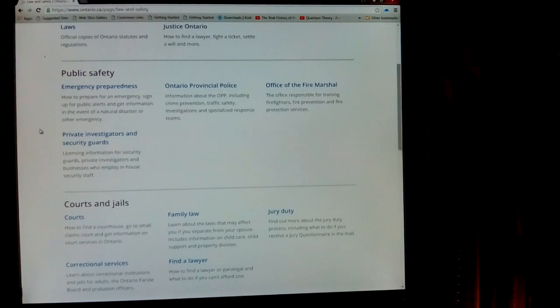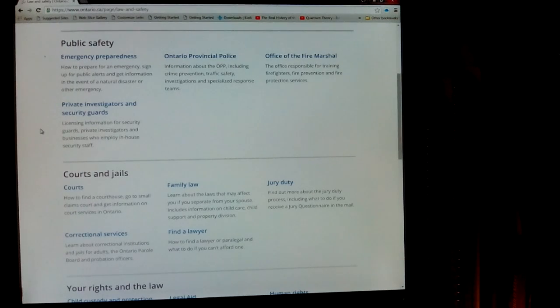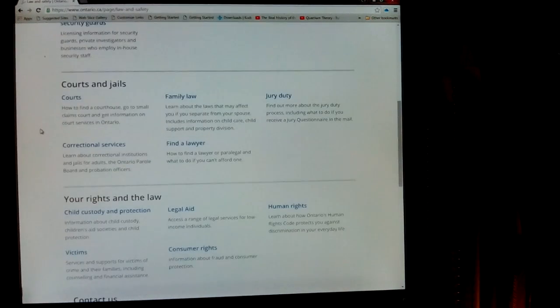Ontario Provincial Police, information about the OPP, including crime prevention, traffic safety investigations, and specialized response teams. Office of the Fire Marshal, the office responsible for training firefighters, fire prevention, and fire protection services. Private investigators, security guards, licensing information for security guards, private investigators, and businesses who employ in-house security staff. Courts and jails. Courts, how to find a courthouse, go to small claims court and get information on court services in Ontario. Family law, learn about the laws that may affect you if you separate from your spouse. Includes information on child care, child support, and property division.